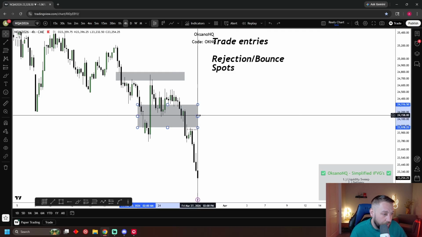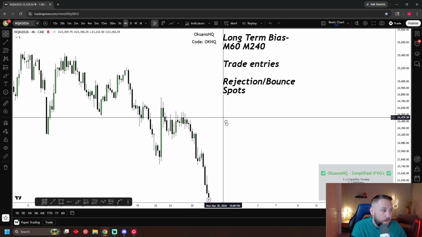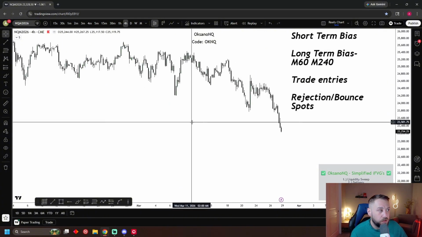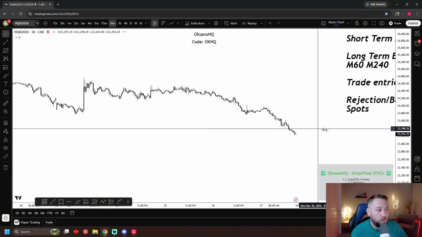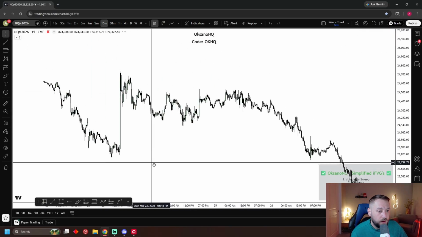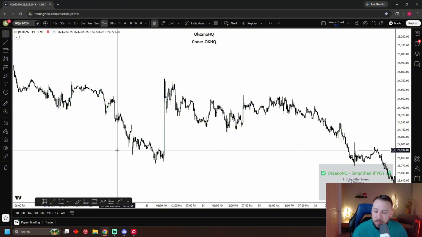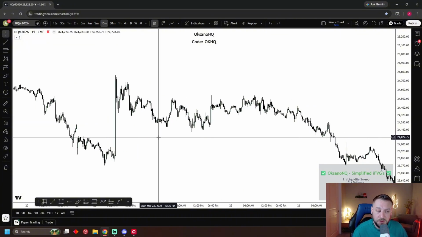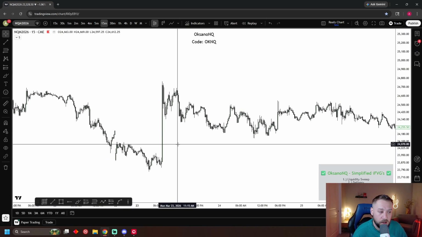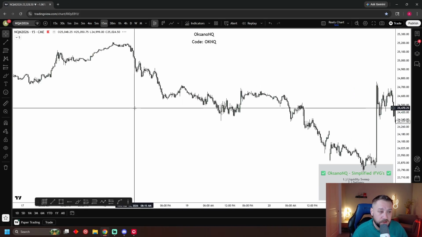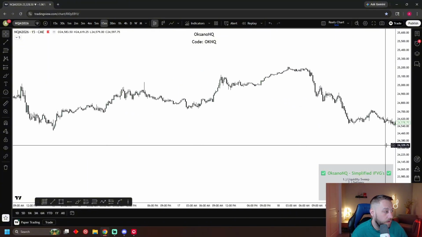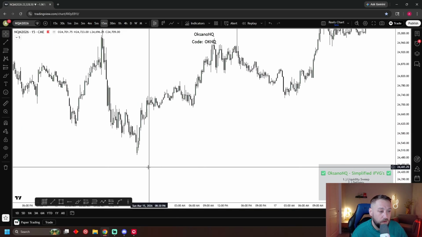So simple. Now, short-term bias. Short-term bias will be things like the 30-minute and the 15-minute chart. Short-term bias will be something that most of us probably use more often because we're executing on the lower time frame. Most of us are not swing traders. We're not holding trades for a long time. We're executing, in and out, usually in the same day.